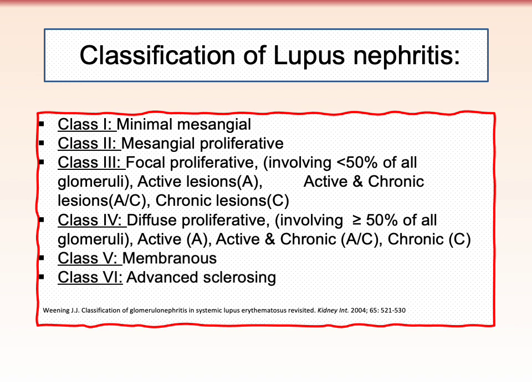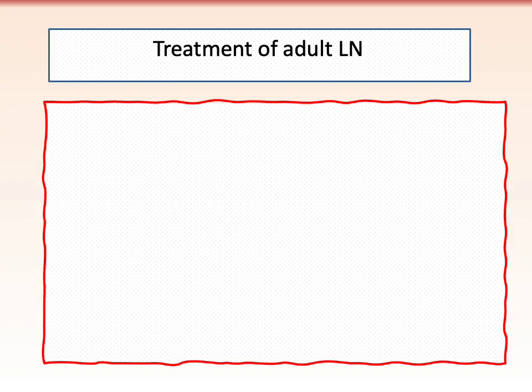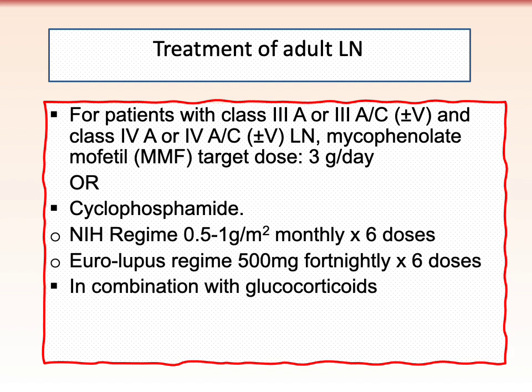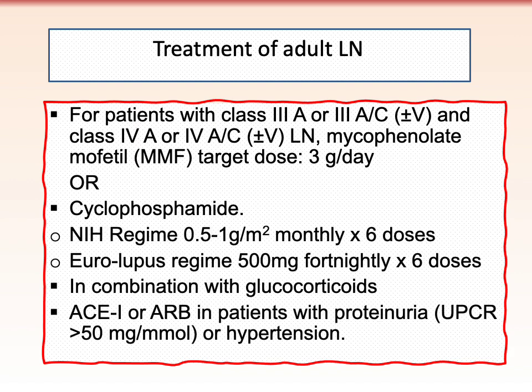Lupus nephritis is further classified into 6 classes. Treatment of lupus nephritis include mycophenolate or cyclophosphamide in combination with glucocorticoid. ACE inhibitor or ARB is recommended in patient with proteinuria or hypertension.